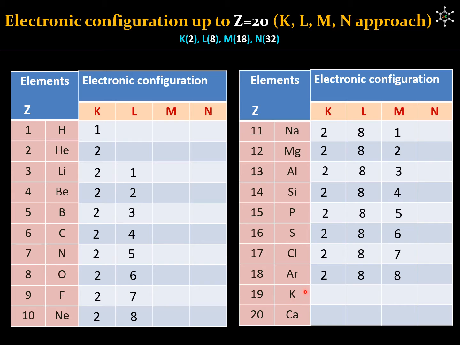Potassium has 19 electrons, 2 and 8 in K and L respectively. We may feel like writing 9 electrons in M because the capacity of M is 18 electrons. But some exception happens at this point. So instead of 9 electrons, we will have 8 electrons in M and the remaining 1 electron will go to the N shell. In the same manner with calcium, 2 will go to K, L will have 8, M 8 and N will have 2 electrons in it.